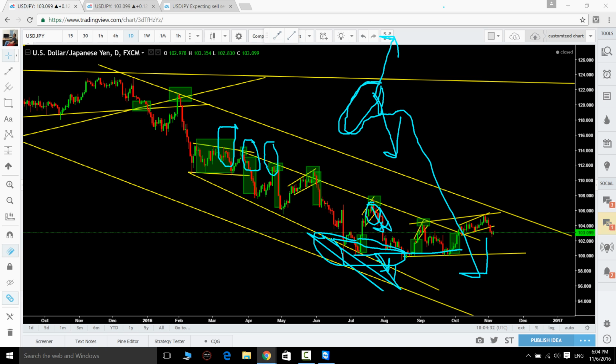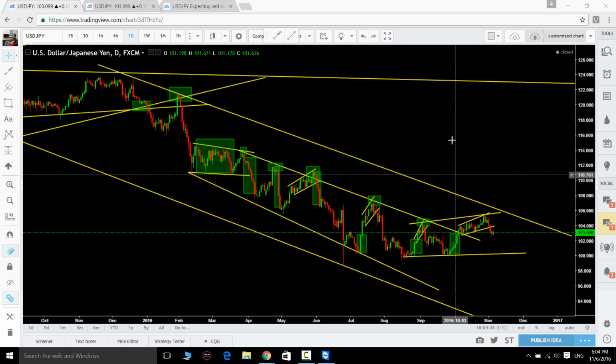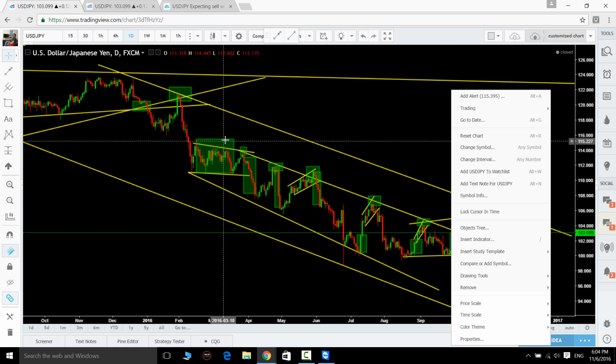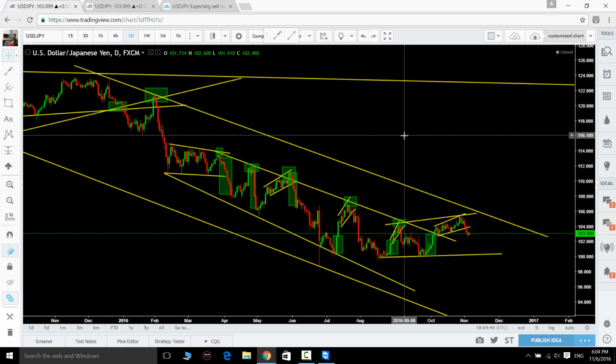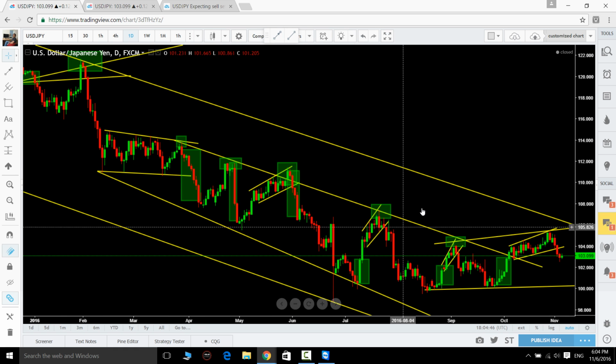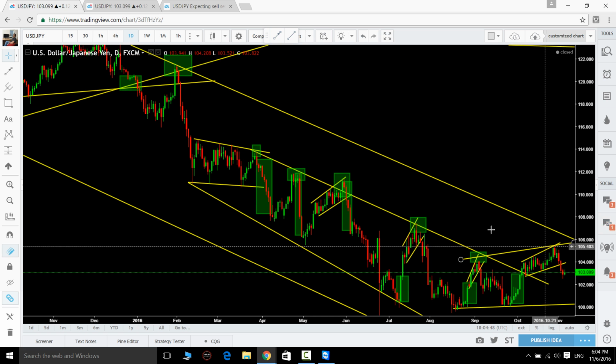Identify your structure and pattern correctly, and you can use your indication with them, and you can get the idea where the market is going to go in the future. You can predict, yeah.